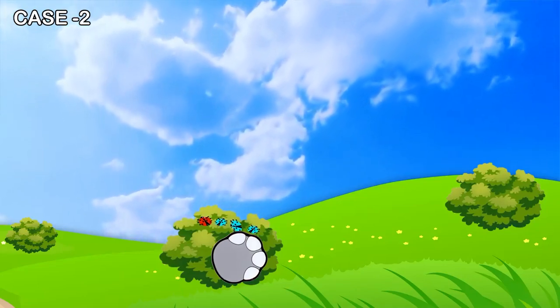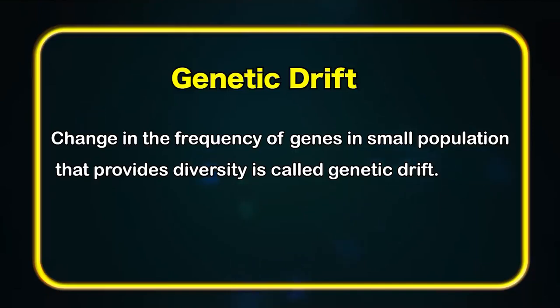Characters are usually governed by genes. Genetic drift. Change in the frequency of genes in small population that provides diversity is called genetic drift.